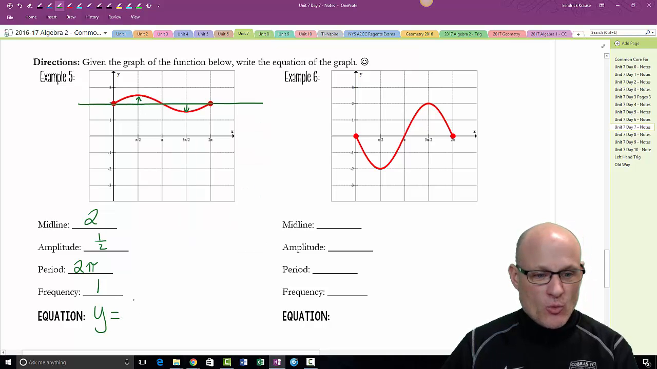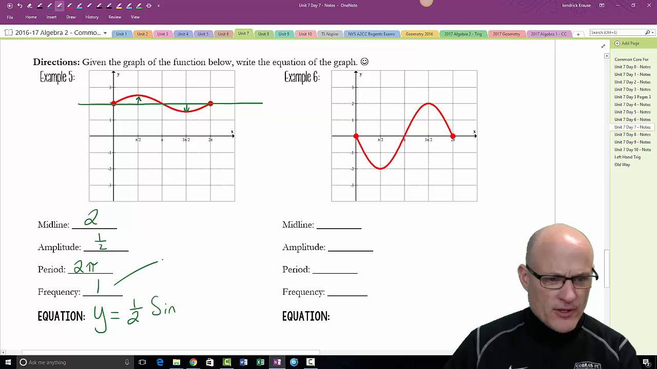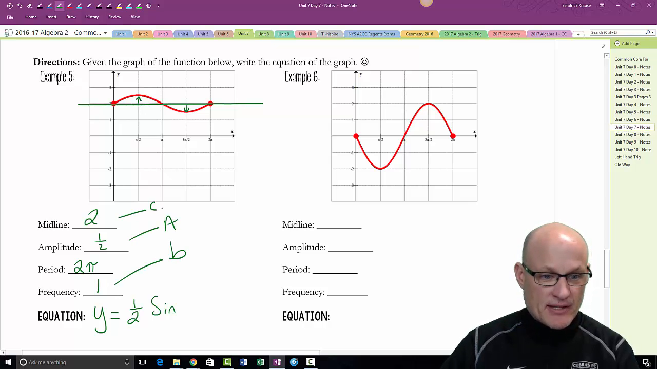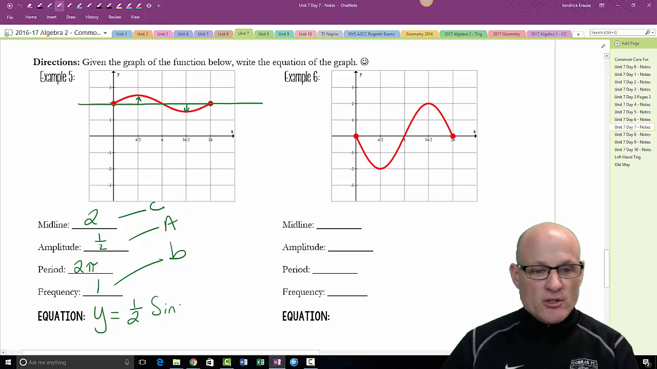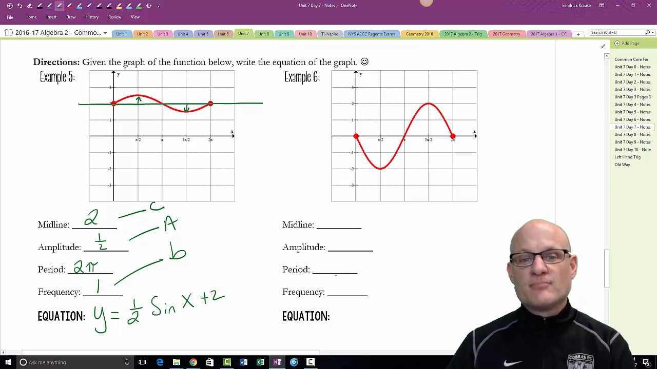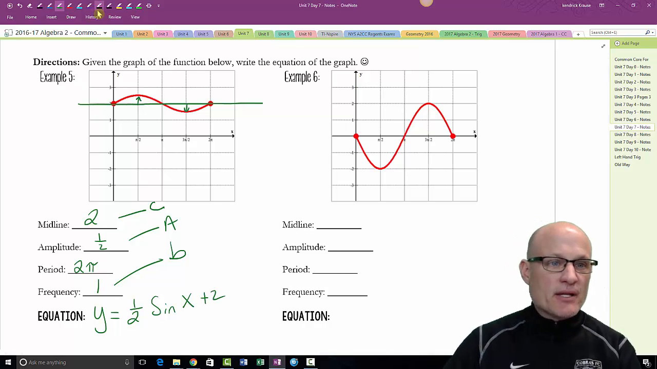Y equals 1/2 is the amplitude. Sine. Remember, frequency is really my B value. This is really my A value. And this is really my C value. So 1x, or just x, plus 2. There it is.